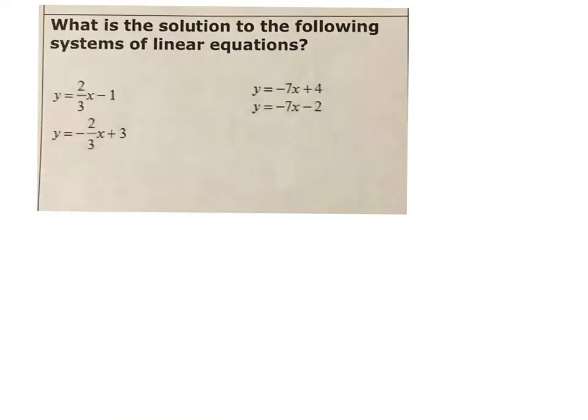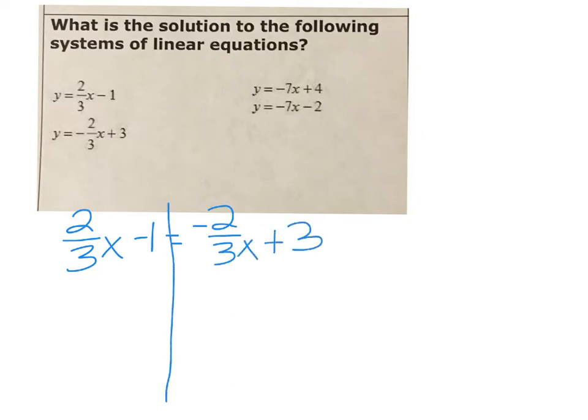Next question, what is the solution to the following systems of linear equations? So they're giving you two equations, so what you need to do is set them equal to each other. So 2/3 x minus 1 equals negative 2/3 x plus 3. And then it's just an equation like we did in the very beginning. So you would solve this equation. There's no distributive property, so you can skip that step.